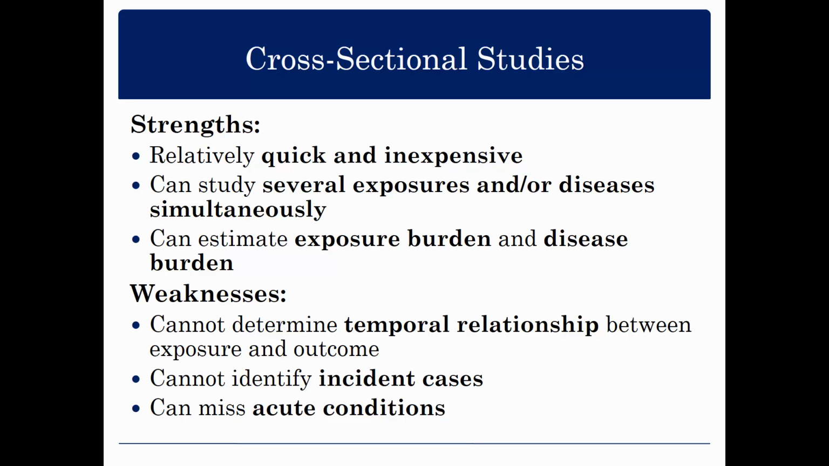You cannot identify incident cases. You can estimate the burden of the disease, but you can't identify new cases because you only have a snapshot in time. You don't know if they were newly diagnosed or if they've had this condition forever, or if it's a recurring condition. And one bad thing about this is if you have a disease that resolves very quickly, or a disease that causes death very rapidly, you could miss some cases, some acute conditions, and get a biased look at that.